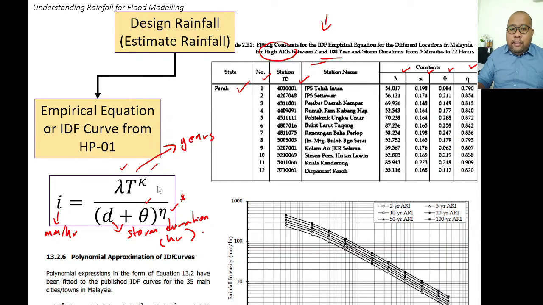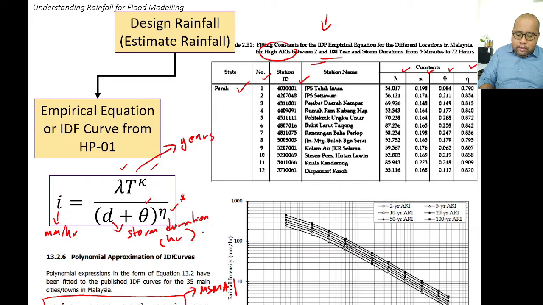For the old guys, normally like me, when I studied during my degree, you must have used this formula, which is a polynomial approximation of the IDF curve, or we call it polynomial expressions. So this equation is actually from the MASMA 1 or the old version of HP01. So this one we don't use. Don't use this formula to estimate the rainfall intensity.